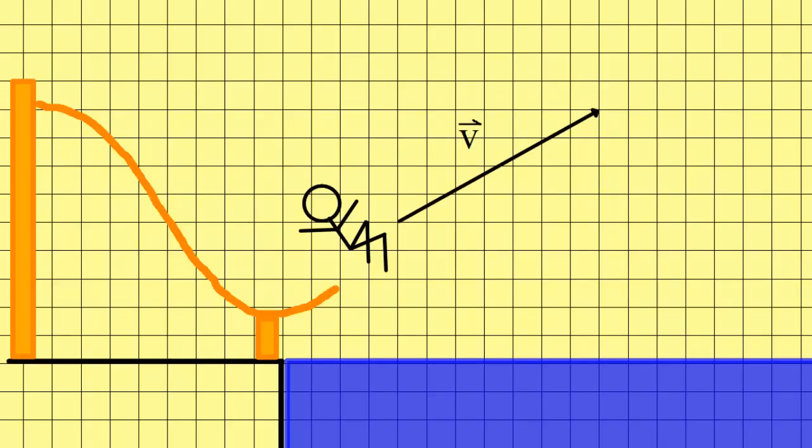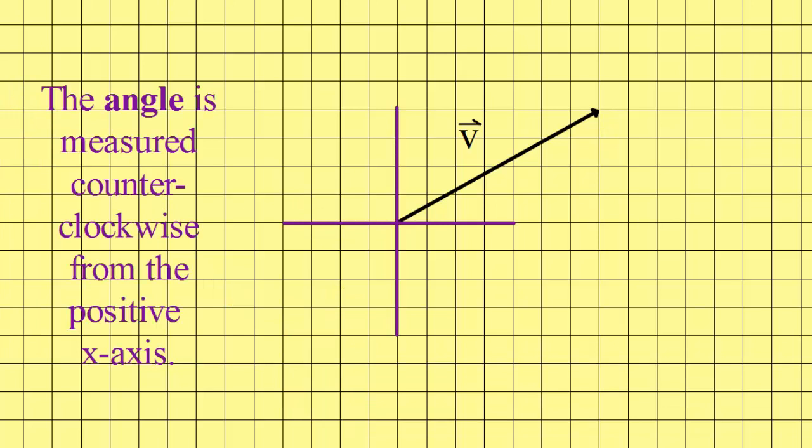So let's look at a scenario. Let's say we have a guy going down a water slide into a pool of water, and as soon as he leaves that slide, he has a velocity going upwards and to the right. This arrow right here is his velocity vector. And we want to be able to describe this vector in terms of its direction and its magnitude. So let's start with direction. So the direction is the angle, and the angle is measured counterclockwise from the positive x-axis.